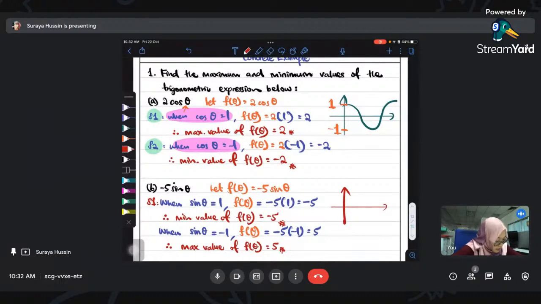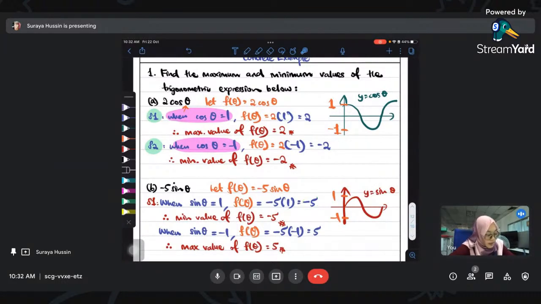Kenapa equals to 1 and equals to negative 1? Because this graph, this is y equals to sine x. Ataupun sine theta lah. So basically, the maximum paling tinggi adalah 1 dan paling rendah adalah negatif 1, right? So basically, you just make a statement. Statement yang pertama adalah when sine is 1, therefore negative 5 times 1 is negative 5.